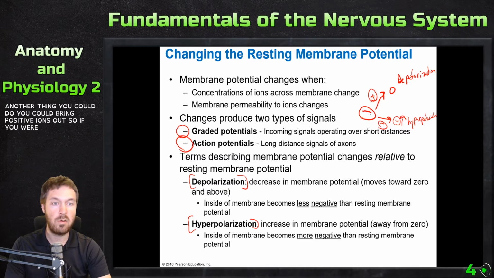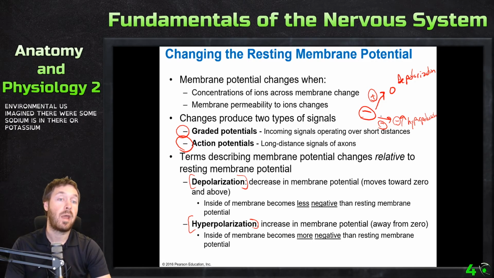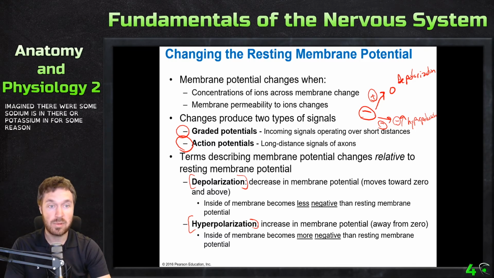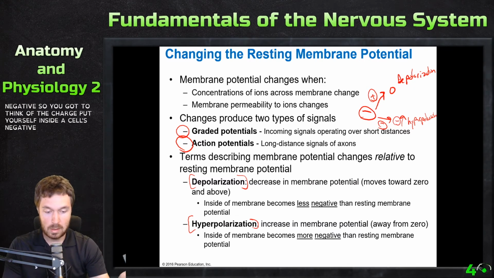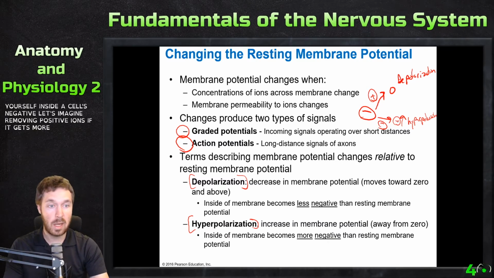So if you remove positive ions from this negative environment, let's imagine there were some sodiums in there, or potassiums, and for some reason potassium's left, that would make it more negative. So you've got to think of the charge. Put yourself inside a cell, it's negative. Let's imagine removing positive ions. If it gets more negative, hyperpolarization. If it gets closer to 0, depolarization.